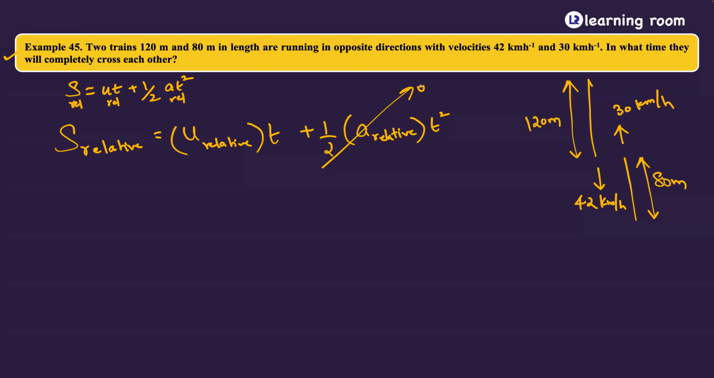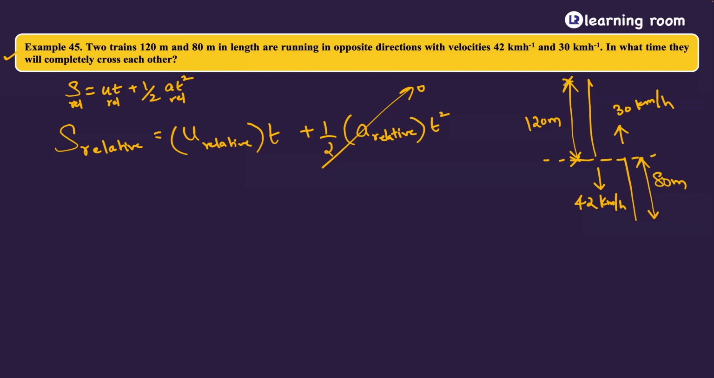So what is the relative displacement of both? It is not 120 minus 80. Suppose if I keep this at rest, okay, if I keep this 80 meter at rest, so how much is the distance it is covering? It is covering 120 meter. See, it is starting here. So it is covering 120 meter.